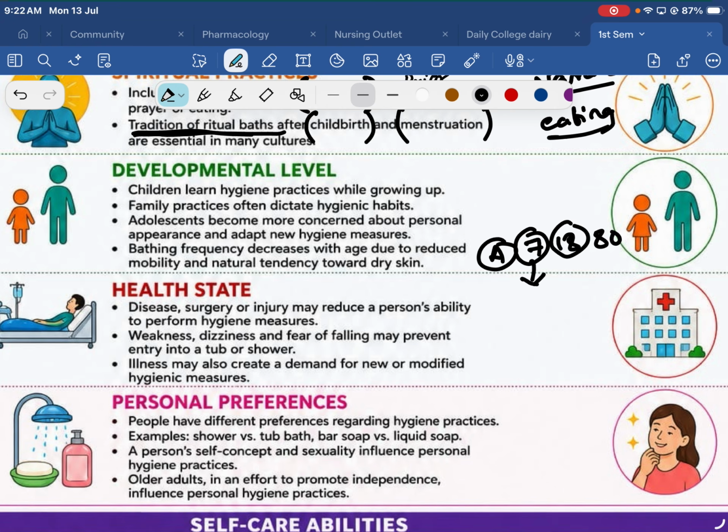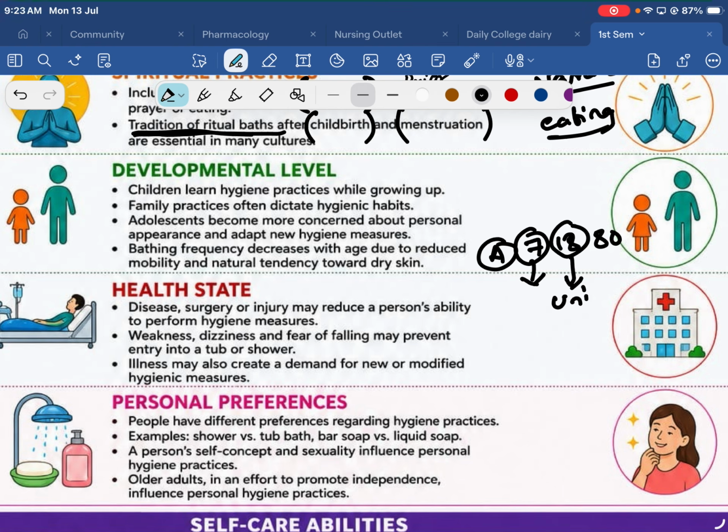Then at 18, as parents you need not teach them the practice, because at 18 years we can call it the adolescent age. At that age they will modify or adopt new techniques in their hygienic practice. Why? In order to make their physical appearance different, to make it unique, they will adapt new hygienic practices, right?